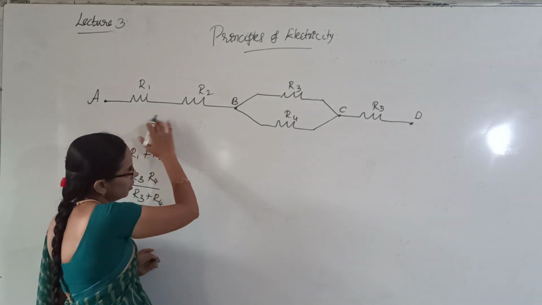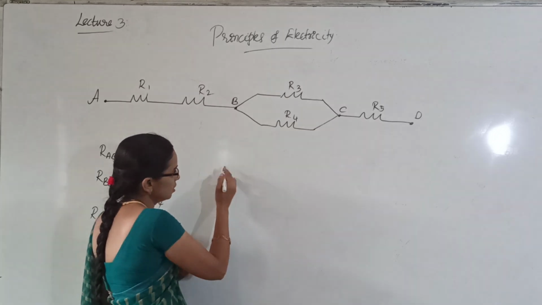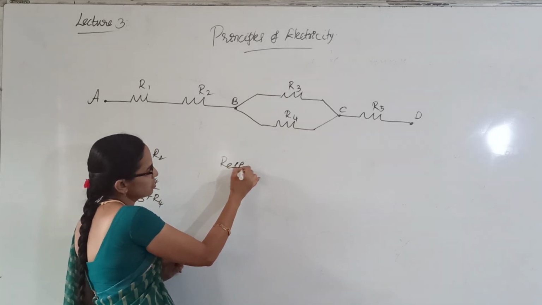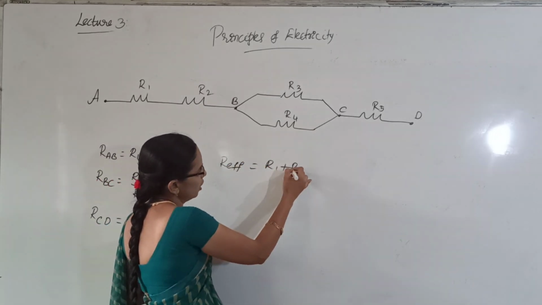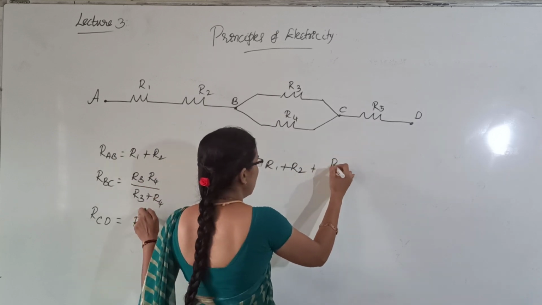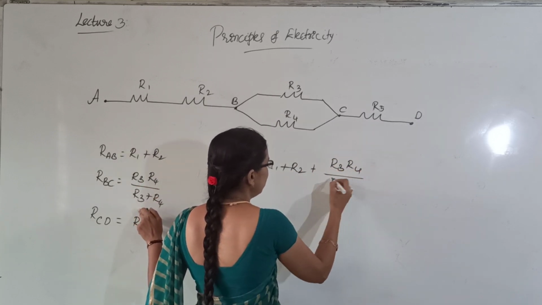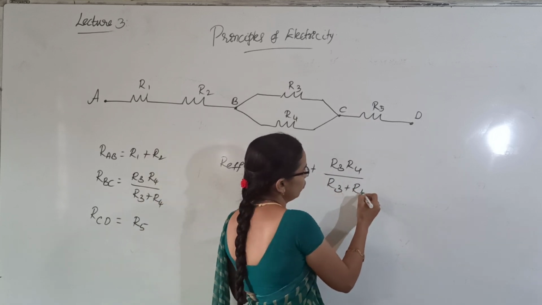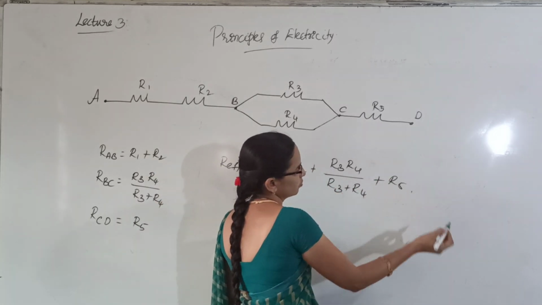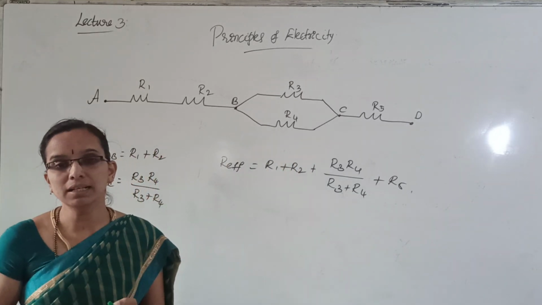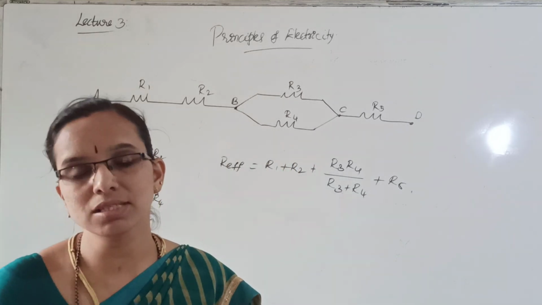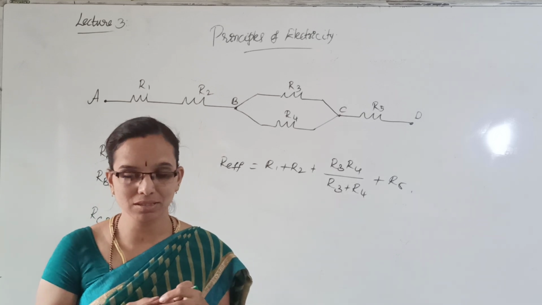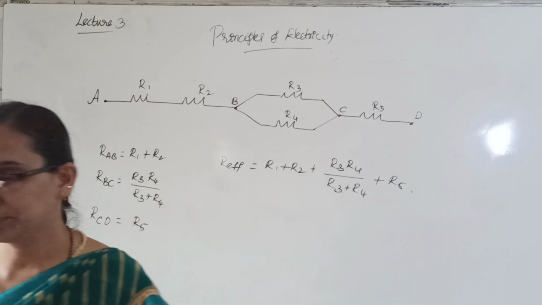Therefore, taking these as series, the effective value of resistance is equal to R1 plus R2 plus R3 R4 divided by R3 plus R4 plus R5. This is how we calculate the value of resistance when a combination of resistors is given. Okay.